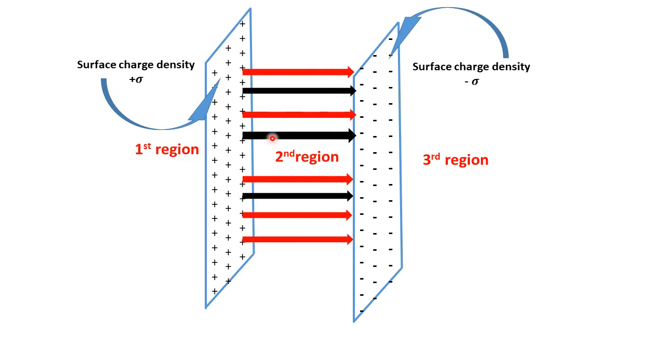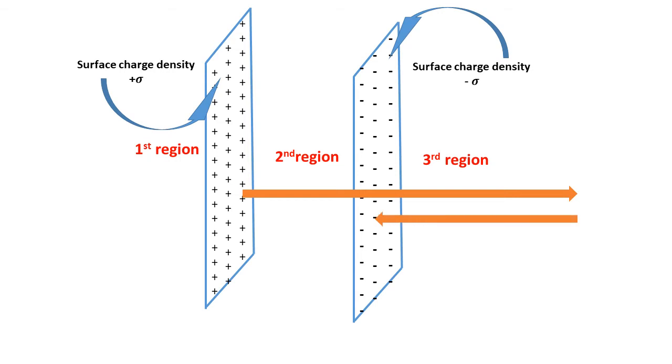In second region, electric field due to positively charged plate as well as due to negatively charged plate are directed along the same direction. Red ones are showing electric field due to positively charged plate and the black ones are showing electric field due to negatively charged plate. So net electric field in between the plates of this capacitor will be sigma by twice epsilon naught plus sigma by twice epsilon naught is equal to sigma by epsilon naught.